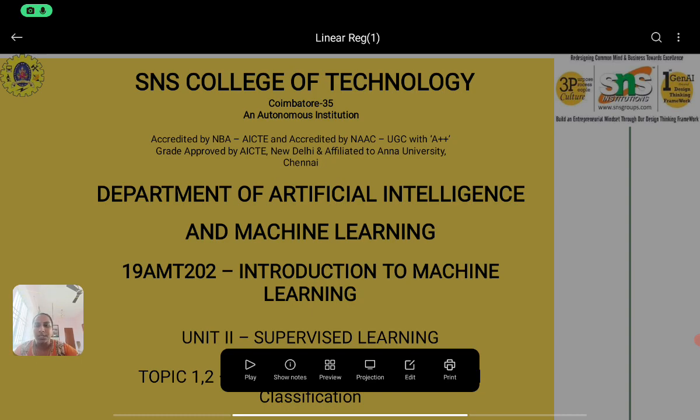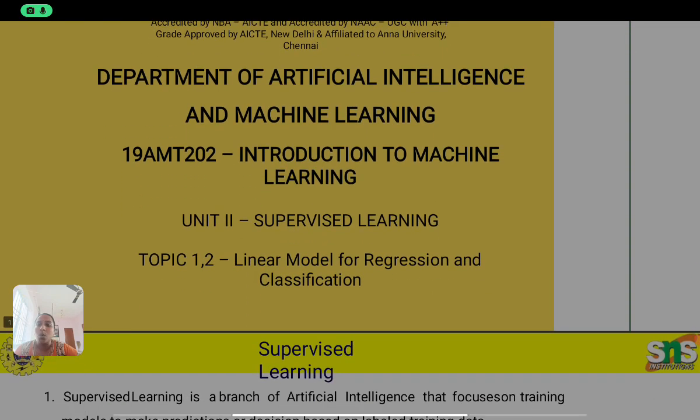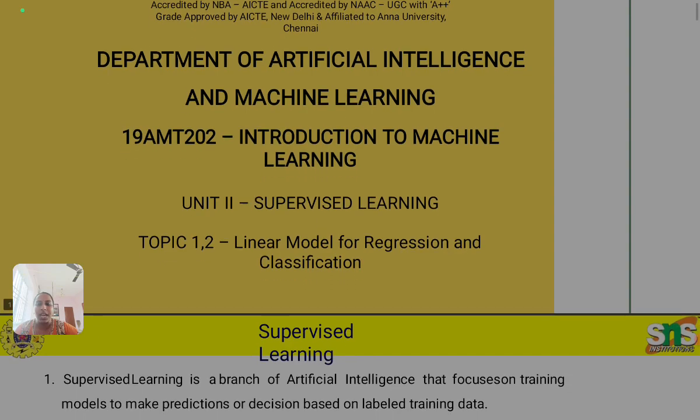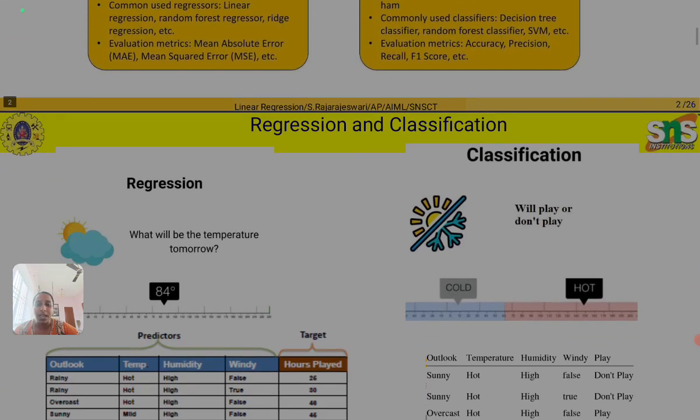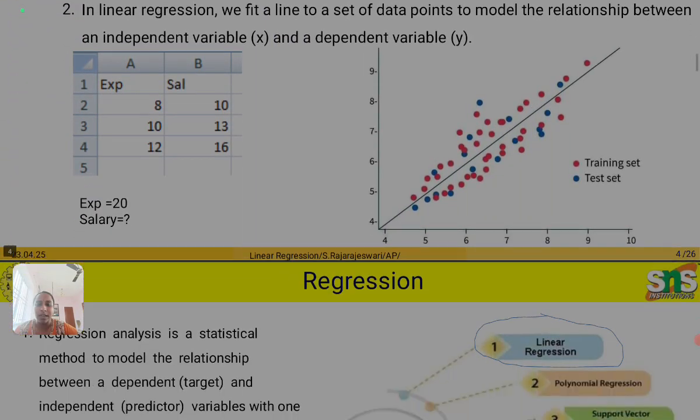In my last lecture video, we have already seen what is supervised learning, and under supervised learning, we have seen the linear model for regression and classification. The basic thing we have already seen in the last lecture video.